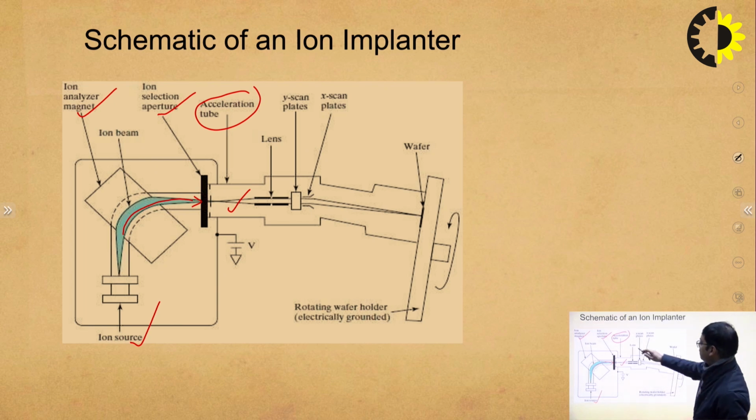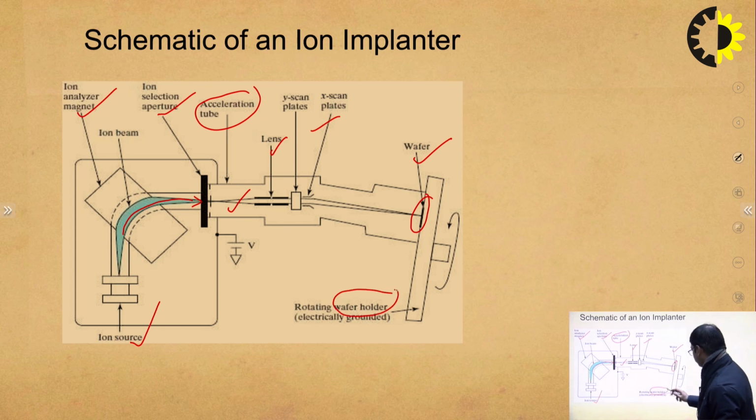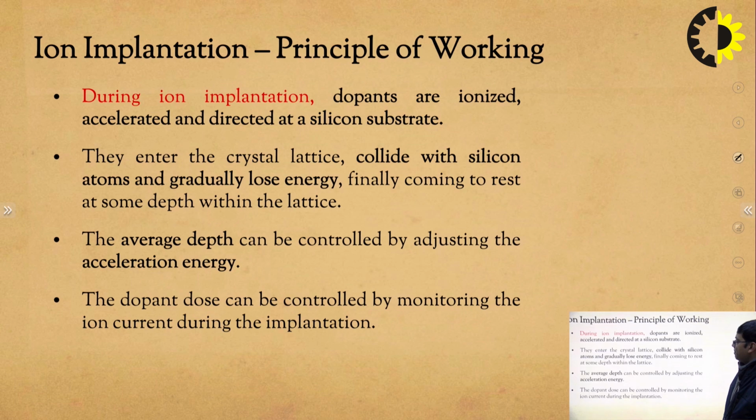Okay, then we have the lens and the deflection plates, and here is the wafer, and this is the wafer holder. So this dopant ion beam is bombarded onto this wafer surface. Let us see some more description of the ion implantation process.